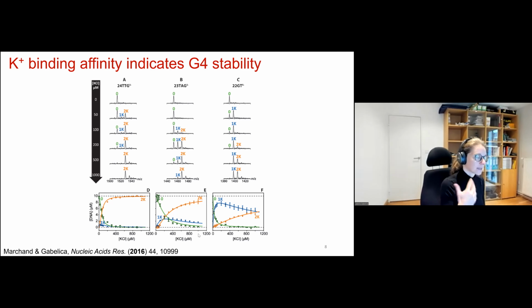You can see the variance. You can see also the effect of fluorophores that you typically use in FRET melting experiments. Actually, the fluorophores have a big influence on the thermodynamics of potassium binding and folding.